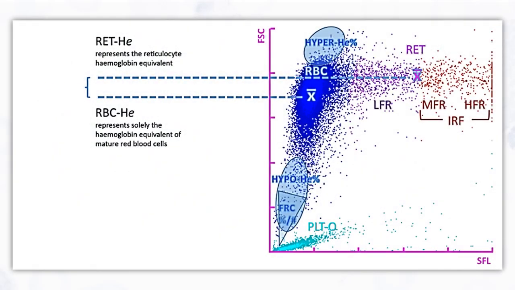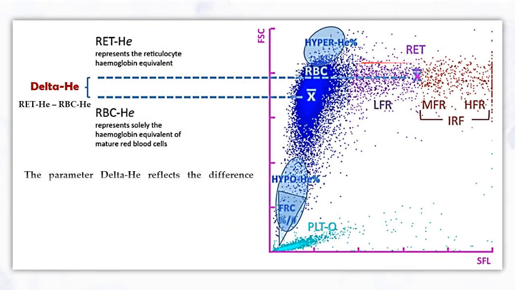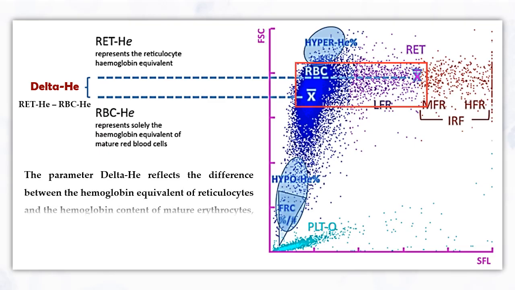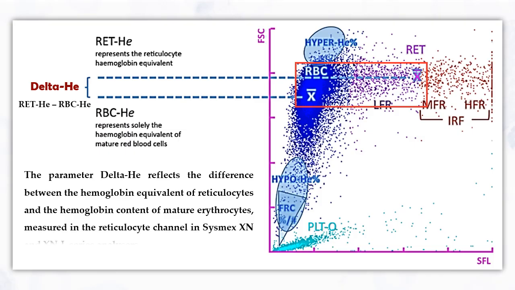The parameter delta hemoglobin reflects the difference between the hemoglobin equivalent of reticulocytes and the hemoglobin content of mature erythrocytes, measured in the reticulocyte channel in Sysmex XN and XNL series analyzers.